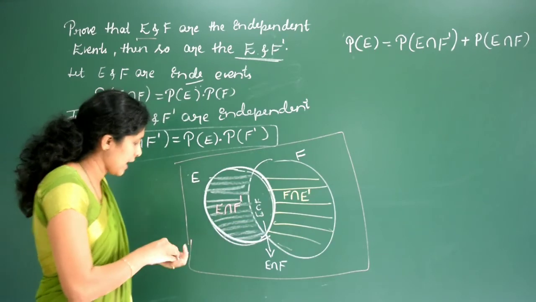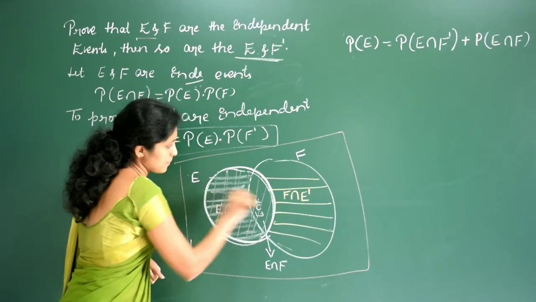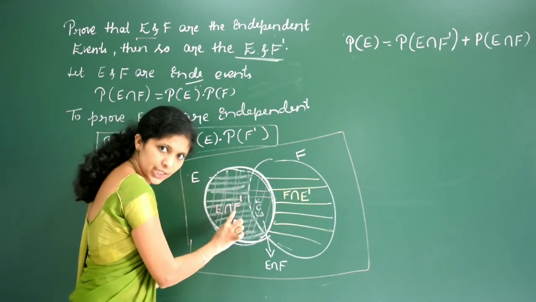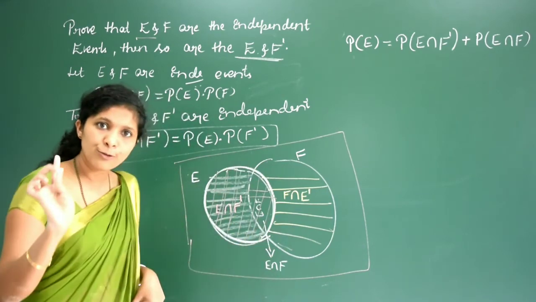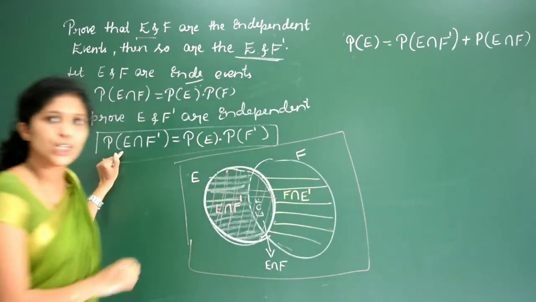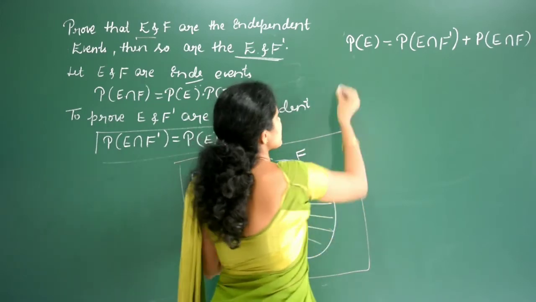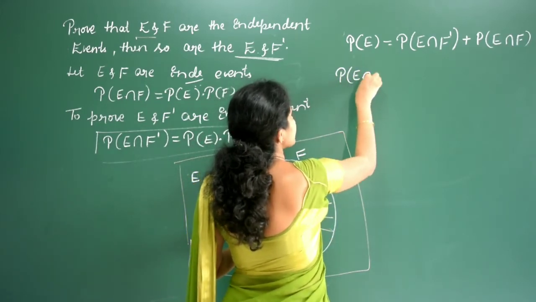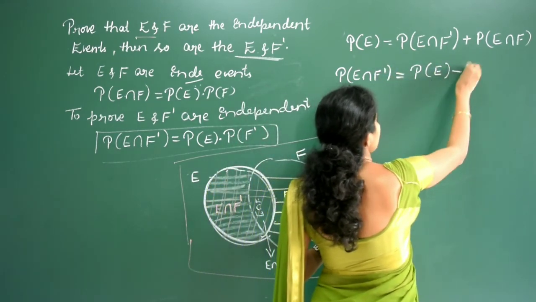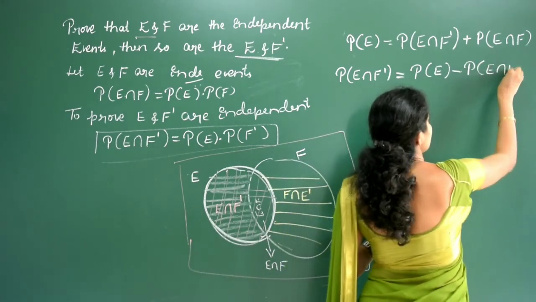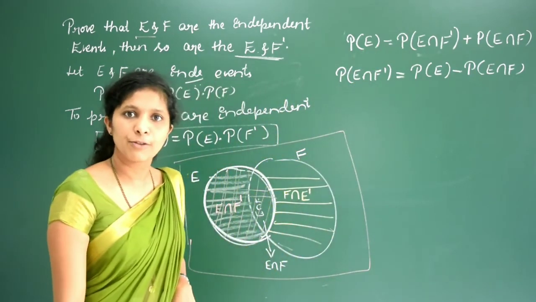Now P of E, this whole term can be written as P of E intersection F dash plus P of E intersection F. That will give you P of E. Now by using this, we need to prove P of E intersection F dash. So P of E intersection F dash is equal to P of E minus P of E intersection F.